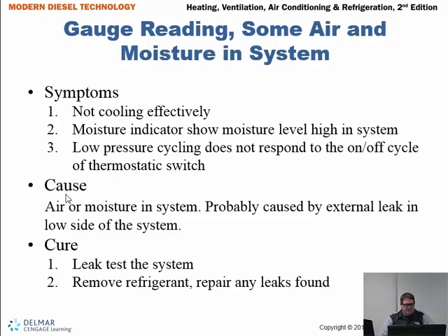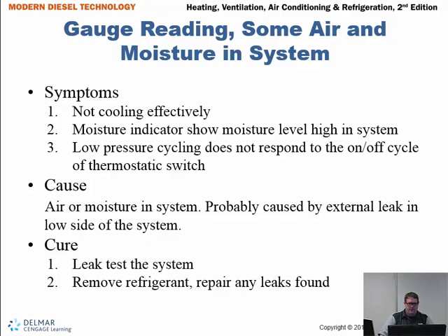And then the cause, air or moisture in the system, probably caused by an external leak in the low side of the system. So why do we say the low side? Because when the high side of the system leaks, we have high pressure there. So everything just is kind of an external leak. Now on the low side of the system, oftentimes we can be in a vacuum state. And so when we are in a vacuum state and it's leaking on that side, we can actually bring air in as refrigerant goes out.